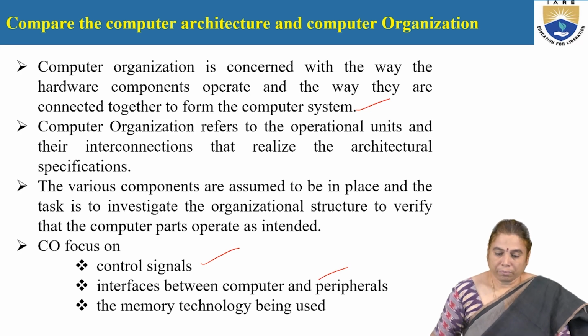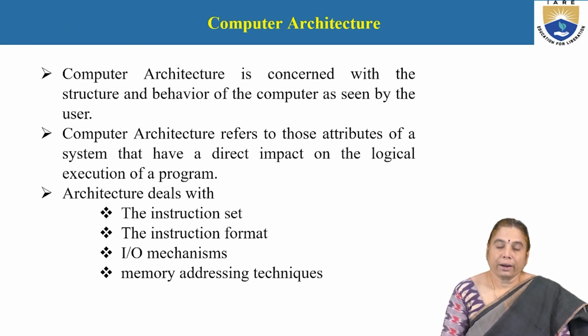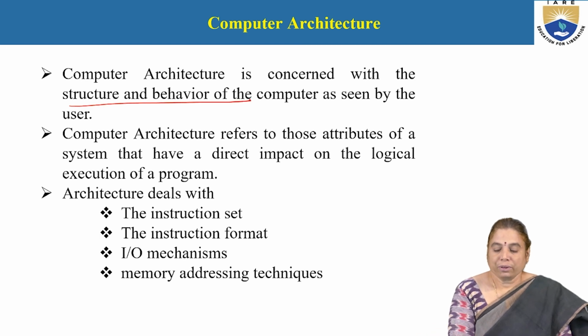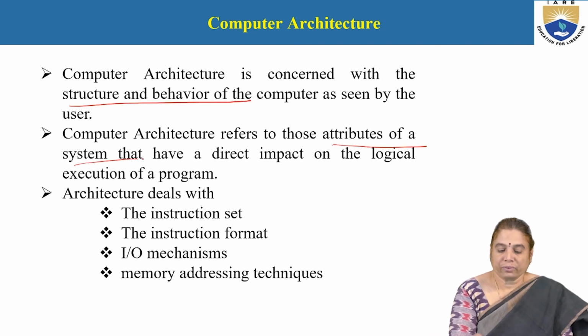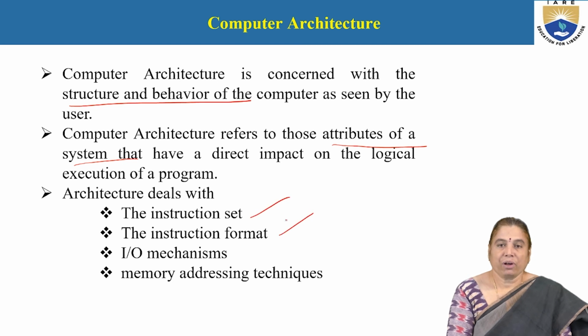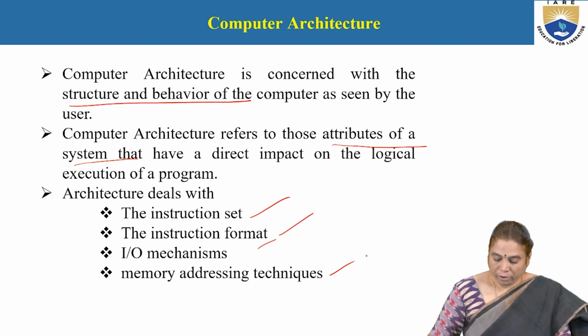The other term involved is the computer architecture. The computer architecture is concerned with the structure and behavior of the computer. So it refers to the attributes of the system. It is generally the user perspective, how the logical execution of the program can be treated. The architecture deals with the instruction set, instruction format, IO mechanisms, memory addressing techniques.